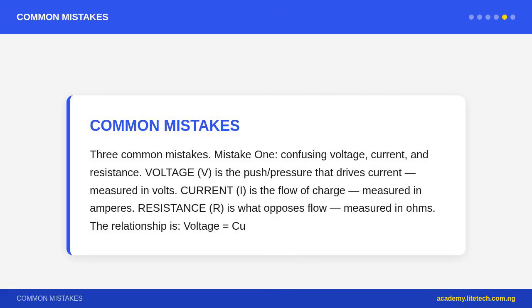Mistake 2. Thinking static electricity and current electricity are the same. Static electricity is stationary; it builds up and stays on a surface until it discharges in a spark. Current electricity flows continuously. Lightning is a dramatic static discharge. The electricity in your phone charger is current electricity from the mains.